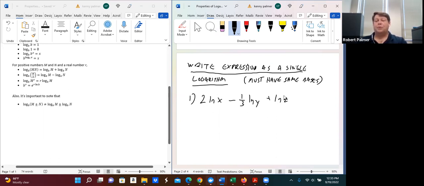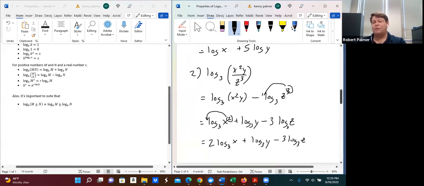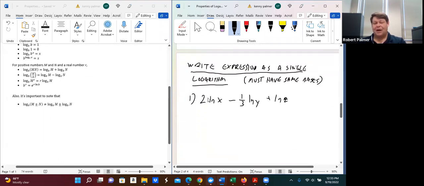Now, the first thing I want to do, if you go back to the one we just did, one of the last things we did was bring the exponents down front. Here, that's one of the first things I want to do. Before I can combine these, I have to get rid of the coefficient in front. So I'm going to take this and make it the exponent of the x.